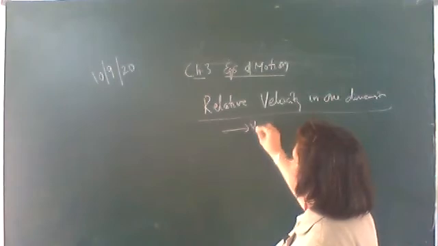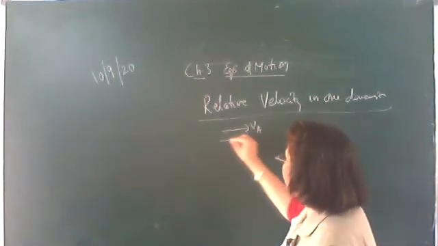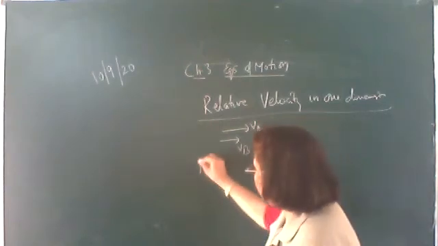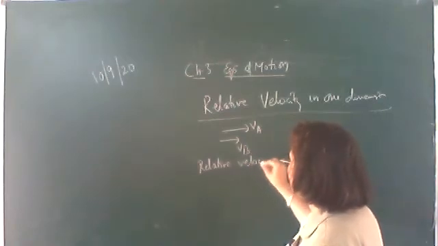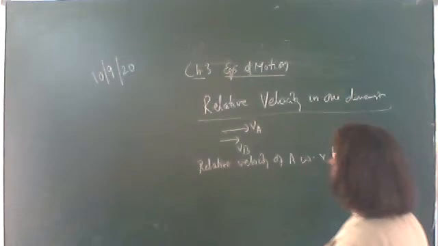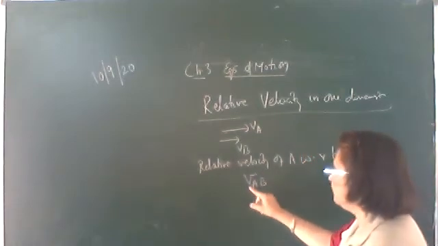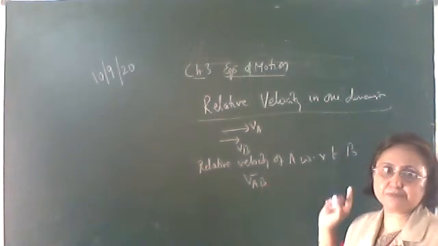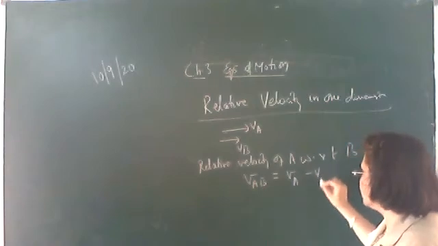Okay, now let's take an example. The A object moving with a velocity VA, B object moving with the velocity VB. Now the relative velocity of A with respect to B is written as VAB. Wherever it is written like this, it means it is the relative velocity of A with respect to B. And the formula is VA minus VB.